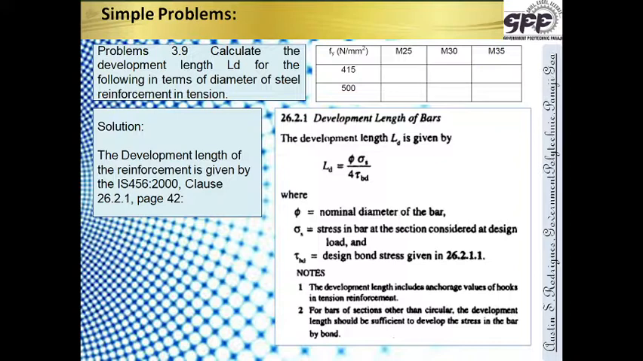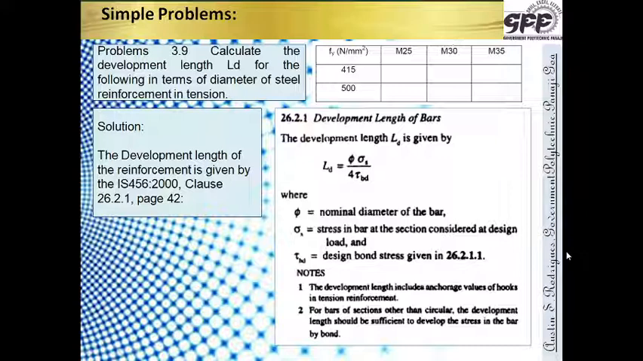So let us take some problems as far as the development length LD is concerned. Now over here the problem goes like this. Calculate the development length LD for the following in terms of the diameter of the steel reinforcement in tension. Let us just try to understand what all things have been given over here. We have been told that the diameter can be substituted, so we have to find the value in terms of diameter.